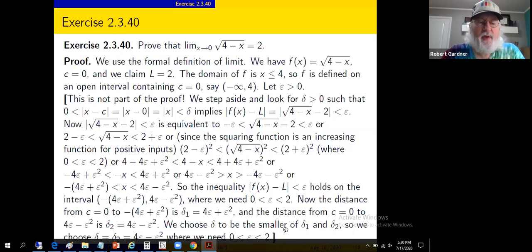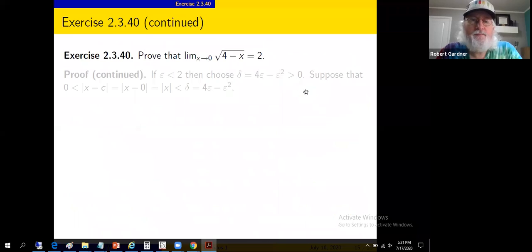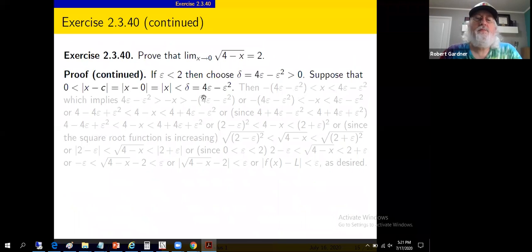Sorry, the bottom's cut off there. There's what we need to choose delta to be: 4 epsilon minus epsilon squared. I call this scratch work. Let's continue on. We left off with let epsilon be greater than 0. If epsilon's less than 2, which we needed on the previous slide, then choose delta to be 4 epsilon minus epsilon squared. Notice, by the way, that is indeed positive. If epsilon's big, it's negative, and we have a problem. We'll take care of that soon.